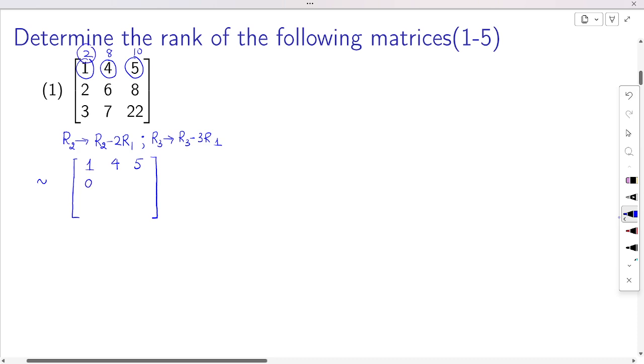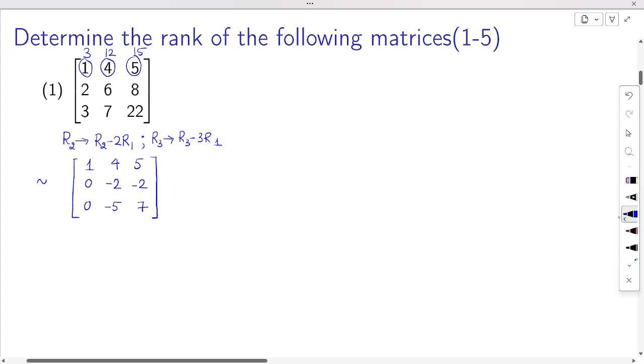2 minus 2 is 0. 6 minus 8 is minus 2, and 8 minus 10 is again minus 2. Now for the next operation, multiply row 1 by 3. So this becomes 3, 12 and 15. Now subtract this row from row number 3. So this is 0. 7 minus 12 is minus 5, and 22 minus 15 is 7.